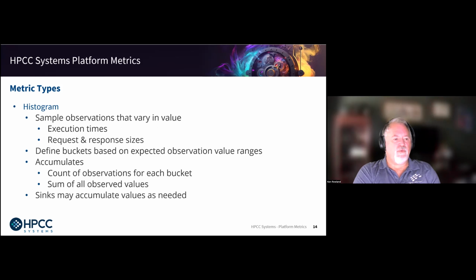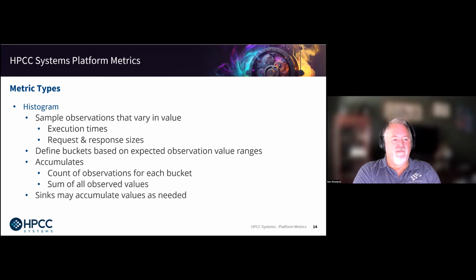One of the newest metrics we have is a histogram, and I won't go into a lot of detail about it. You can look online, but basically it allows you to sample observations that vary in value. For example, request and response sizes, the number of megabytes or bytes that might be in those packets, execution times, and I'll talk about that a little bit later in the support we have for measuring execution profiling in ESP services.